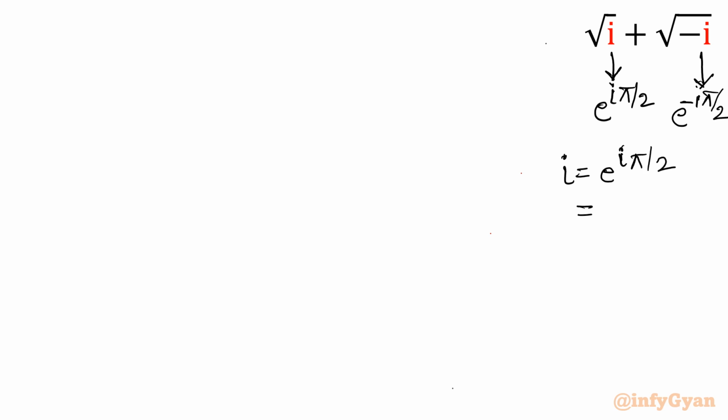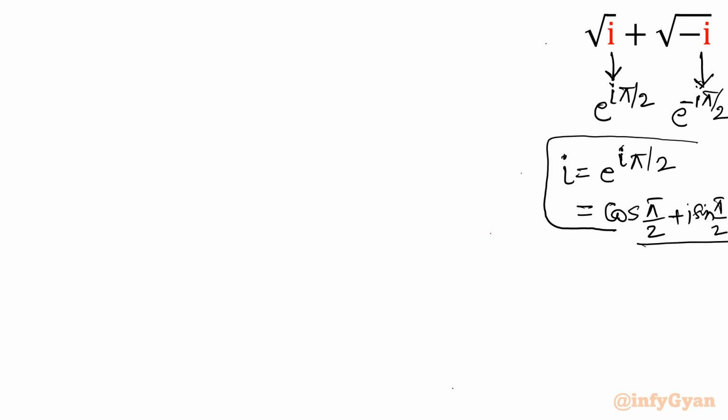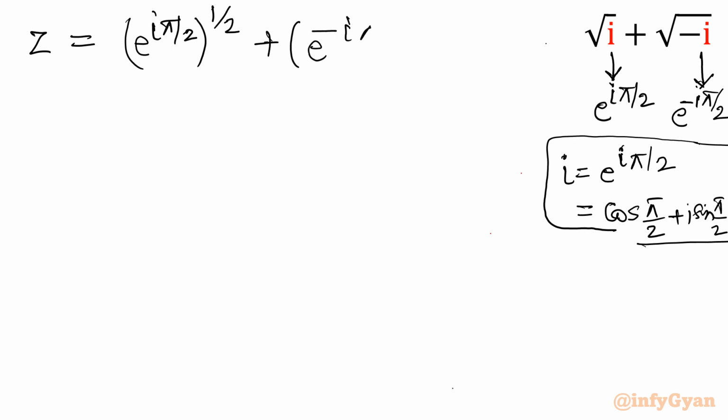By Euler's identity, you can write cos pi over 2 plus i sin pi over 2. Cos pi over 2 is 0, sin pi over 2 is 1, so that is why it is i. So by Euler's identity, we can write in terms of exponential. Now let's put the value. So it equals e raised to the power i pi over 2, that is i only. The square root is there, so I am taking half, plus e raised to the power minus i pi over 2, half.